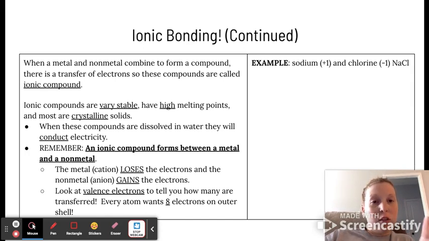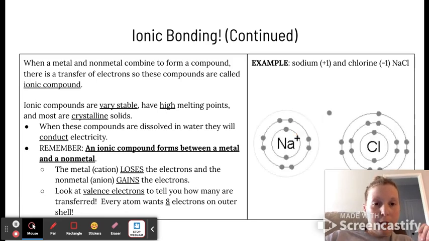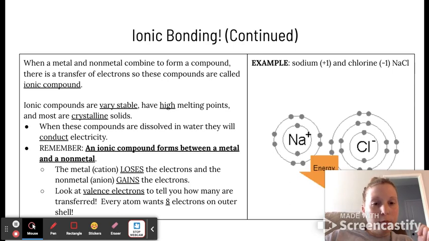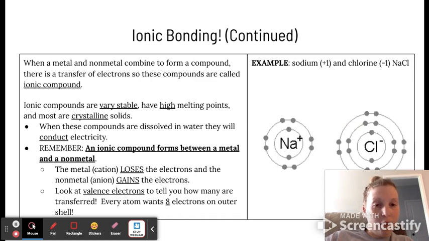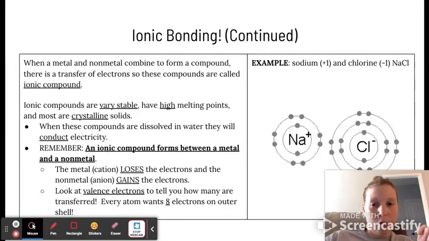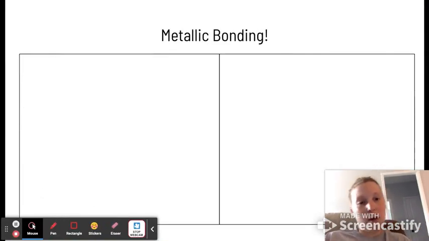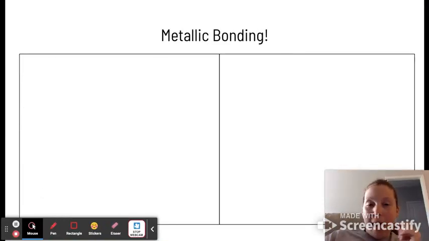So an example here is sodium and chlorine to form NaCl. So we've got sodium, which takes a +1 charge because it loses 1 electron. Chlorine, which takes a -1 charge because it gains 1 electron. And then together they form NaCl. So here's just a little GIF to show you how that happens. Okay, so you can see the electron is transferred first. We form the ions, and then they come together to form the ionic bond to make the ionic compound. So now we can talk about metallic bonding.